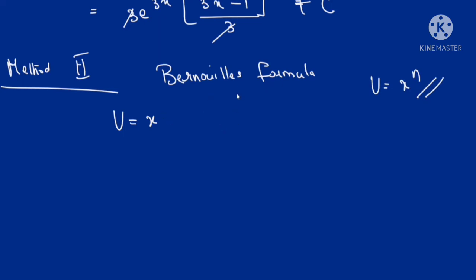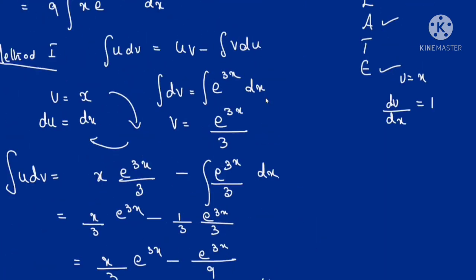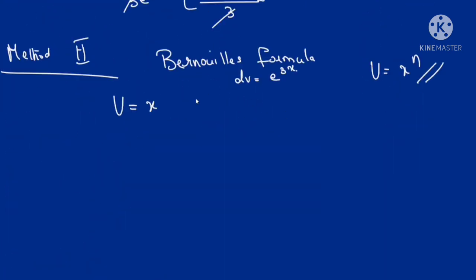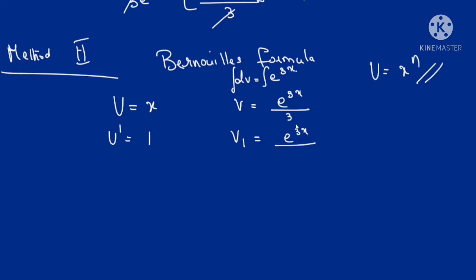And your dv, just write it up, e power 3x. Now you keep differentiating here. So u dash, differentiation of x, is 1. Integrate here. What is the integration of dv? v. That is e power 3x by 3. What is the integration of this again? v1. Keep integrating this. So what will you get? e power 3x by 3, already one 3 is there, so it will become 9.